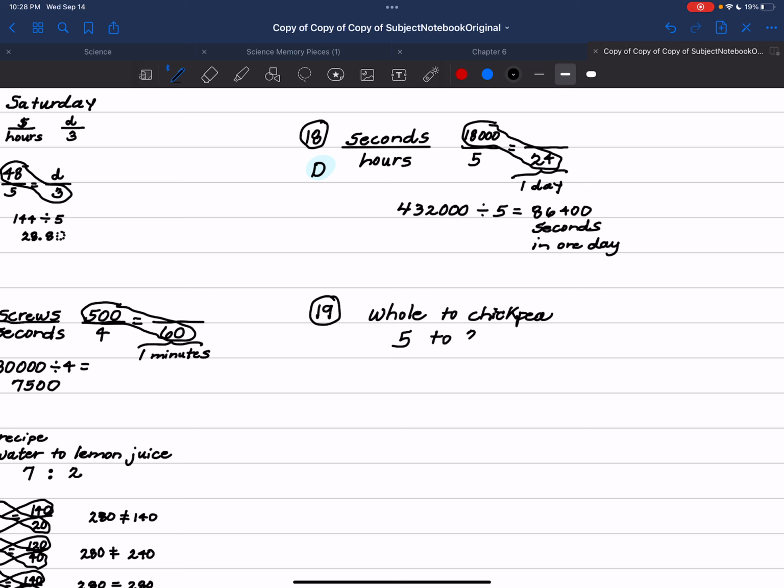Okay, 5 to 2. You have 1 1/3 cups of chickpea flour and 4 cups of whole wheat flour on hand. So let me go ahead and write these down. On hand, you have 1 1/3 cups of chickpea and 4 cups of whole wheat.